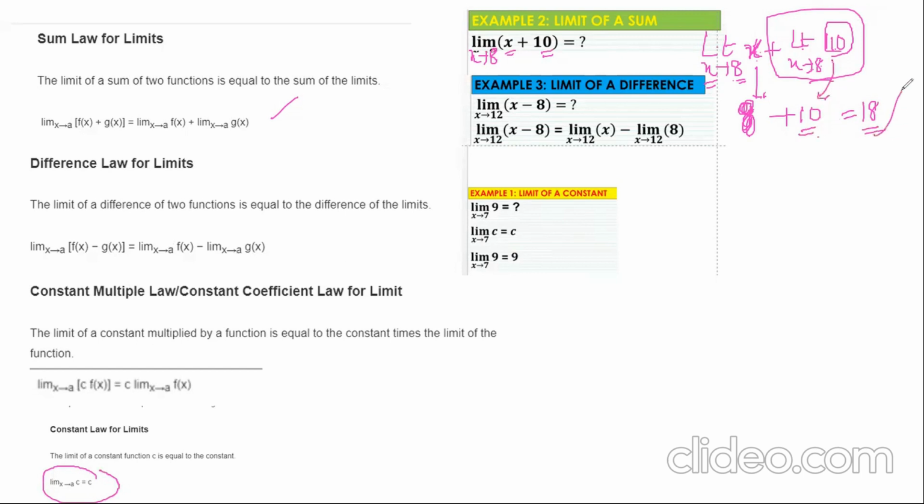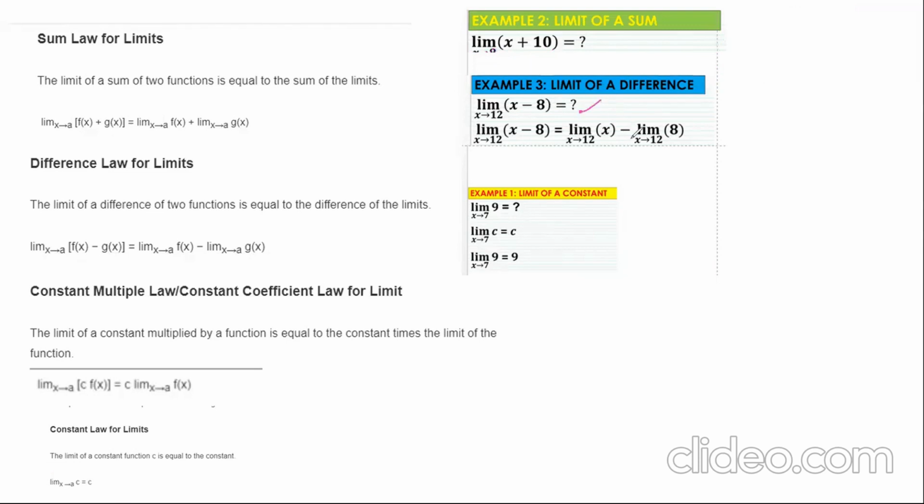Okay, so this is the way you are going to do the limits. Understood? Some law for limits. Then you go for difference. So how do you go for difference? Difference is also the same, no change. Come on, you try in your own way. Limit x tends to 12, x minus 8. So can I split this one, right? Limit x tends to 12 of x, and limit x tends to 12 of 8.